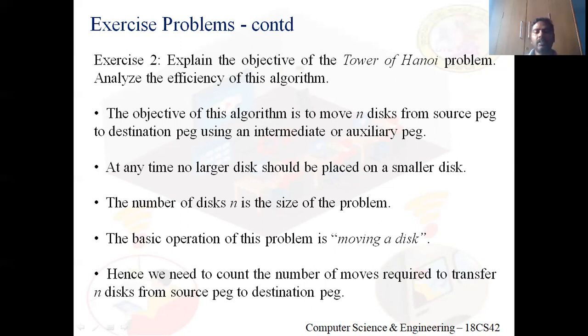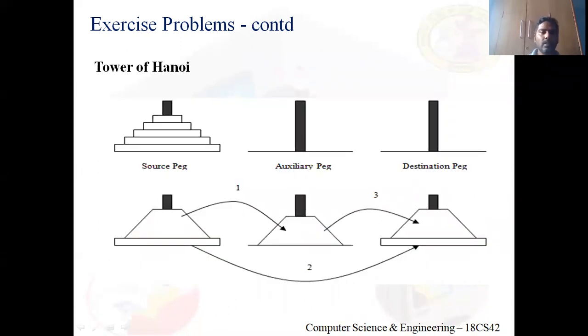And now here we need to determine how many movements of a disk there are. That is the basic operation. Got it? And then we need to represent the efficiency for the count of moving a disk. Got it? So the solution is very clear.